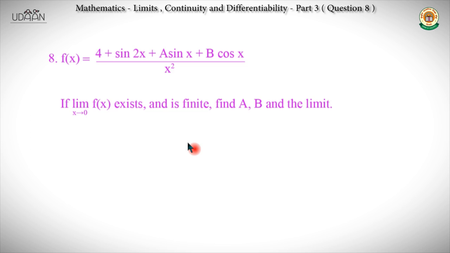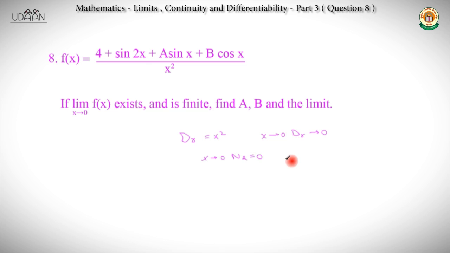Since we are given f of x, looking into the denominator, which is x square, when x tends to 0, our denominator also tends to 0. Since it's given that the limit as x tends to 0 of f of x is a finite value, it will be only possible when the given expression is an indeterminate form. Since the denominator is 0, the numerator has to be 0 as well.